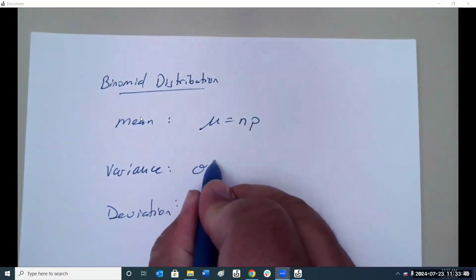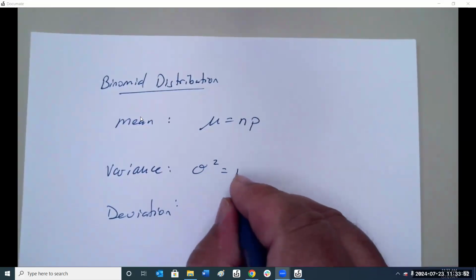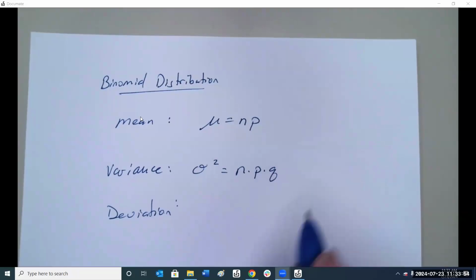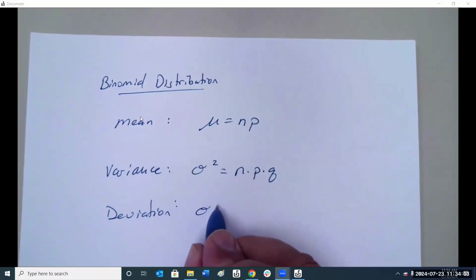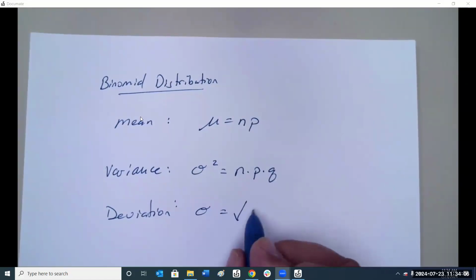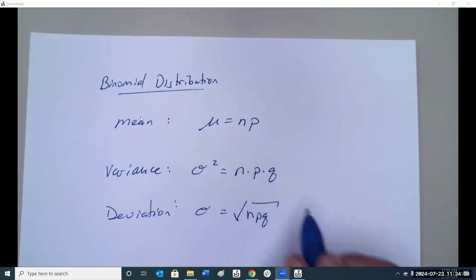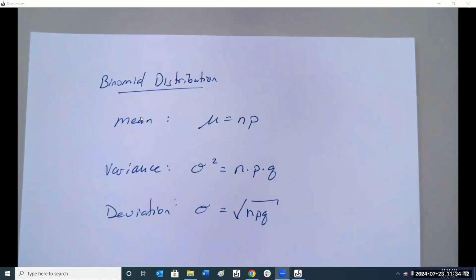The variance is sigma squared. That's n times p times q. So your probability of success times your probability of failure times n, and that's it. And your deviation is simply the square root of n times p times q. And the significance rules are exactly the same. It's mean plus or minus 2 standard deviations. Significantly high, significantly low, not significant. And that's all of them. That's it for that section.